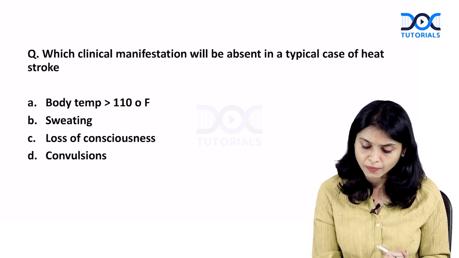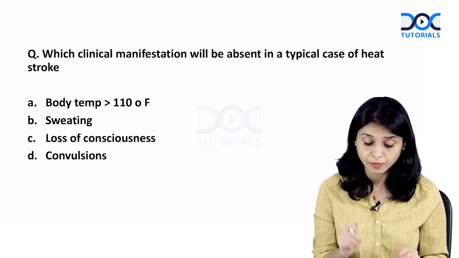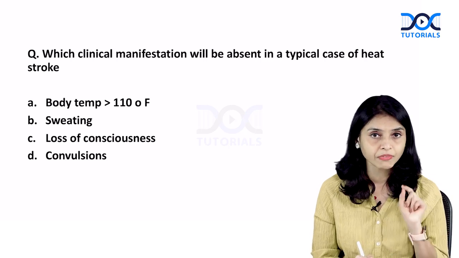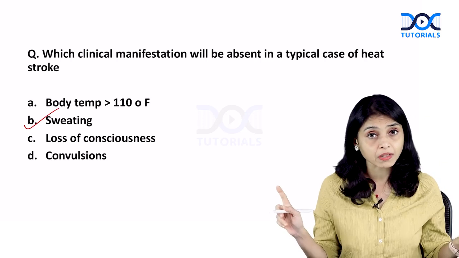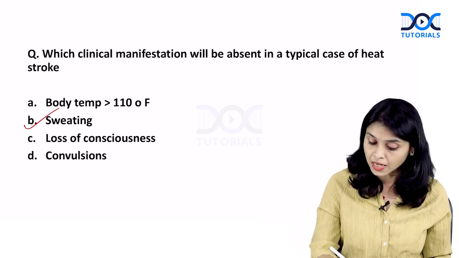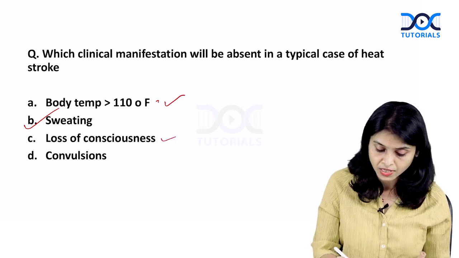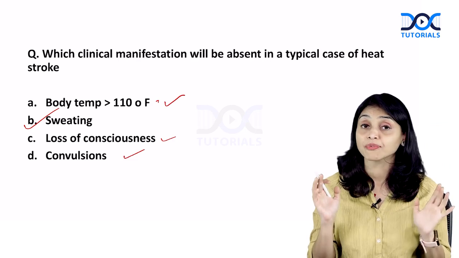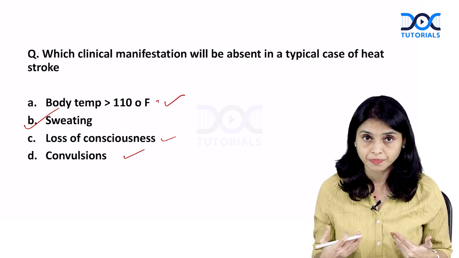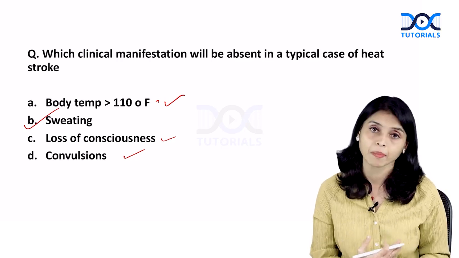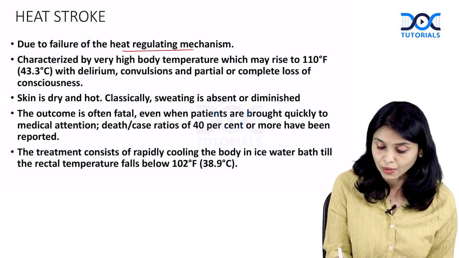Which clinical manifestation will be absent in a typical case of heat stroke? This you might have learned in medicine as well as in community medicine. In typical cases of heat stroke, there is no sweating. Whereas there will be high rise of body temperature, loss of consciousness, convulsion, and it's a fatal condition where the body's temperature regulatory mechanism is compromised or affected. So in heat stroke, it is due to failure of the heat regulating mechanism.